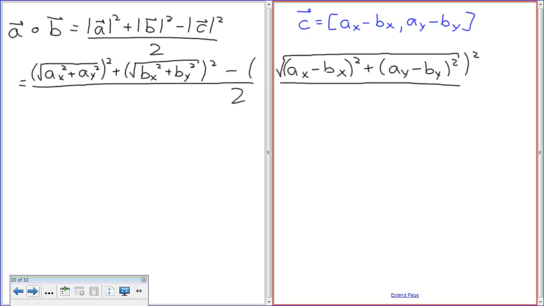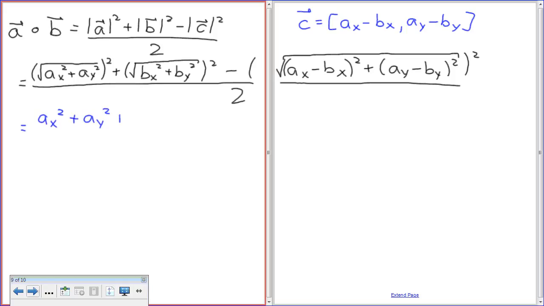Can somebody please cancel here for me? What cancels all the way through? The square roots cancel. So I'm left with equals ax squared plus ay squared plus bx squared plus by squared minus... let's make sure I get the algebra right here.